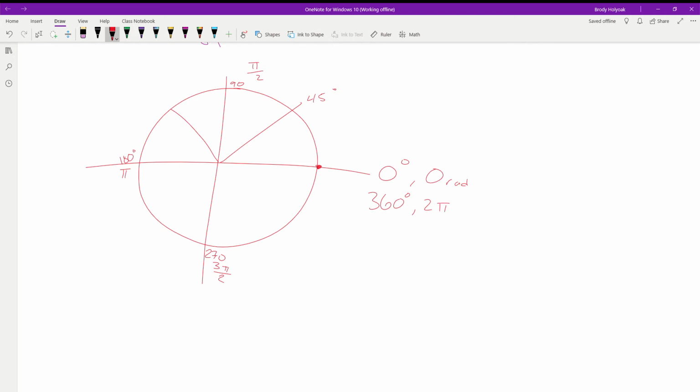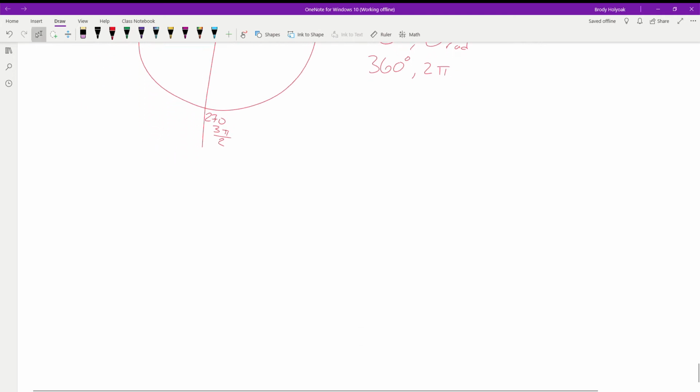All right, so how do we convert these guys? Because like I said, the 90, the 180, the 270, those are easy to calculate. Well, what if I wanted to know how many radians were in 74 degrees?